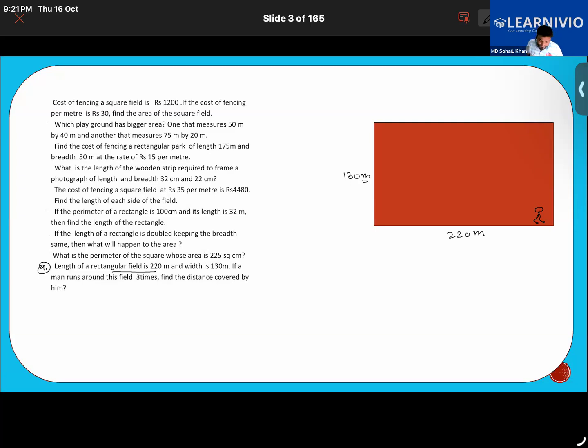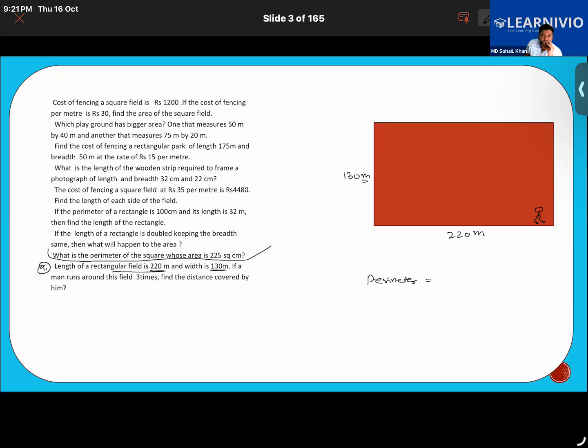Exactly. You got it. So find the perimeter first. 225 plus 220. No, it's 220 and 130. The previous one is a different question, I got confused. So it's 350 meters. 350 multiplied by 3.